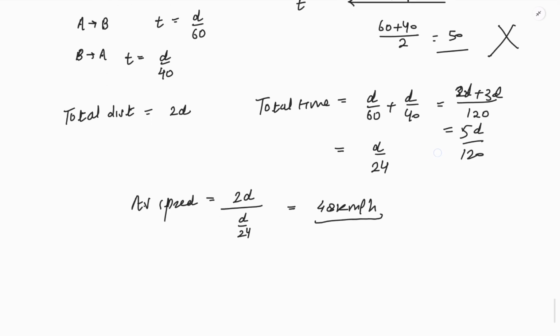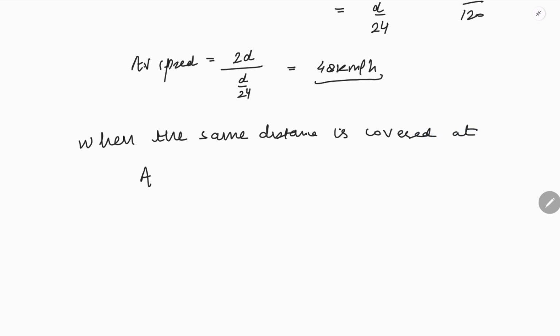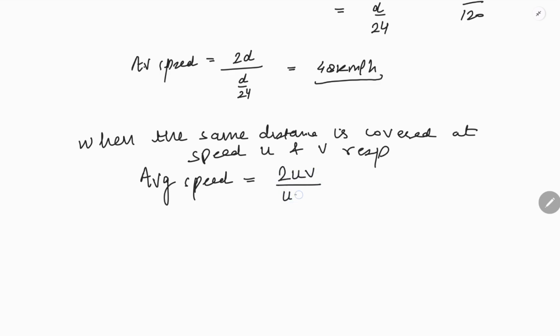And there is a short trick as well for this. I will tell you the short trick. You know what? Average speed formula. When the same distance is covered at different speeds, u and v respectively, then average speed is equal to the harmonic mean. What is the formula of harmonic mean? That is 2uv by u plus v.